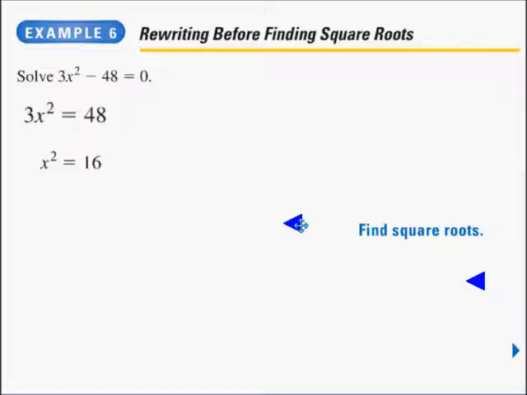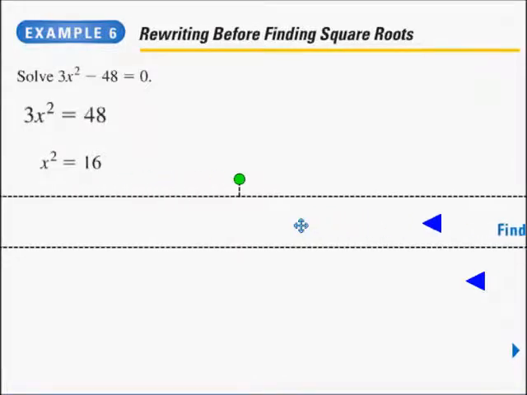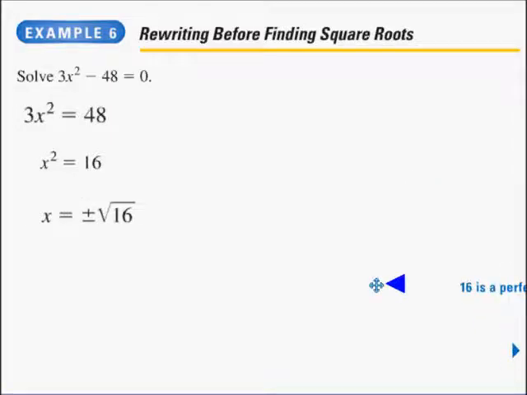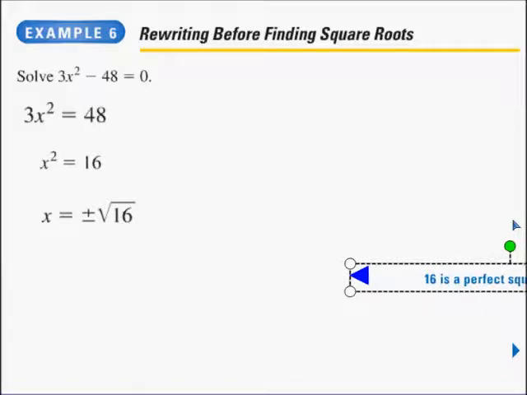When I'm finding the square root of each side, I would find x equals the square root of 16, positive or negative. Now, the only thing that is left to do is to see if that's a perfect square. It is. 16 is a perfect square. So we would find out that that could be a positive or a negative 4.